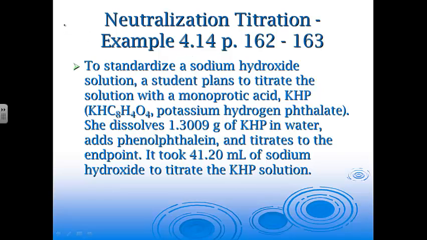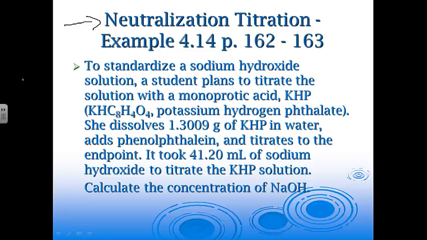Okay, for example number 2, we're going to still talk about neutralization. To standardize a sodium hydroxide solution, a student plans to titrate a solution with monoprotic KHP. She dissolves 1.3009 grams of KHP in water, adds phenolphthalein, and titrates to the endpoint. It took 41.20 milliliters of sodium hydroxide to titrate the KHP. Okay, what the heck does that mean? We want to know the concentration of sodium hydroxide.